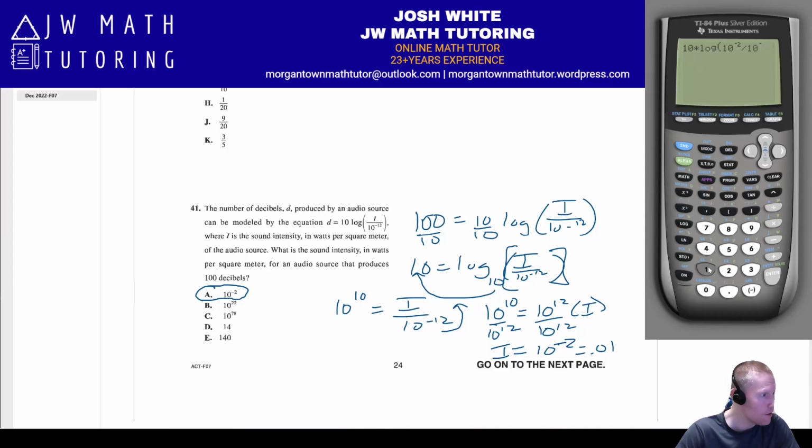Now obviously it takes me a little bit longer to type this in because I'm using an on-screen calculator rather than punching it on a physical calculator. But notice when I type this in, it gives me 100 as my answer. That is the number of decimals we're looking for, so that would tell you that letter A is the correct answer. Now, if it wasn't, then obviously you'd move on to choice B.